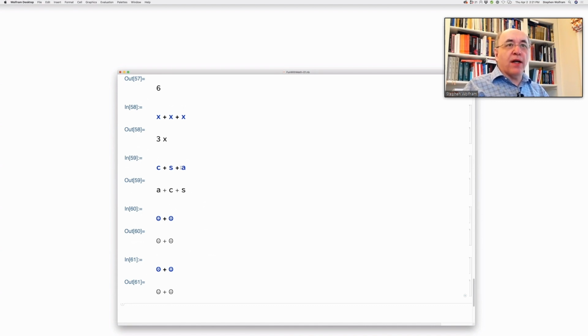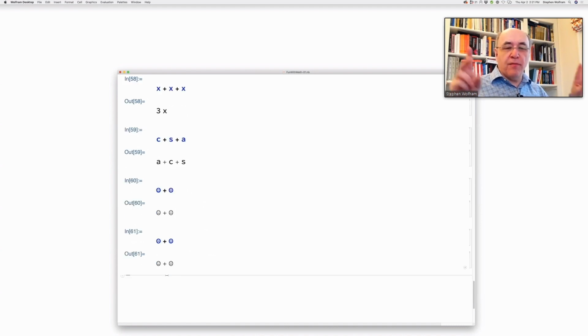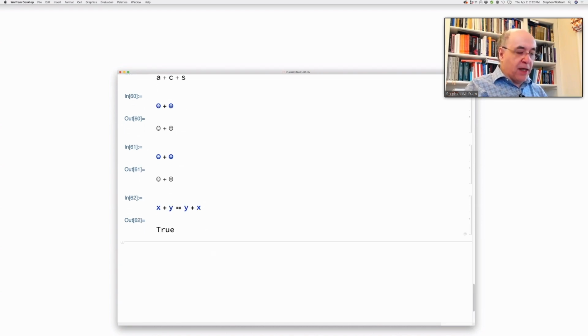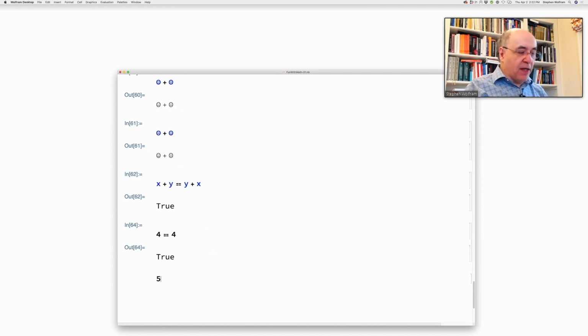So our first math theorem is the theorem that X plus Y is the same as Y plus X. Actually, we can just ask the computer, is X plus Y the same as Y plus X? That test checks whether these are the same, and it'll say yes, it's true. Let me do a simpler thing. Let's just ask it, is 4 the same as 4? Yes, 4 is the same as 4. Is 5 the same as 7? No, 5 is not the same as 7.